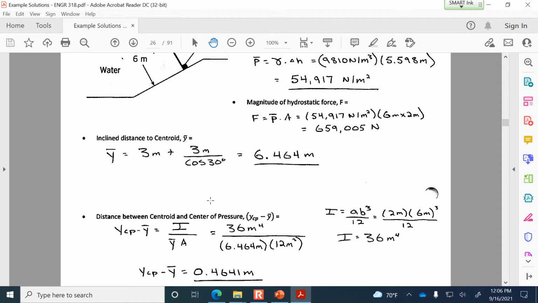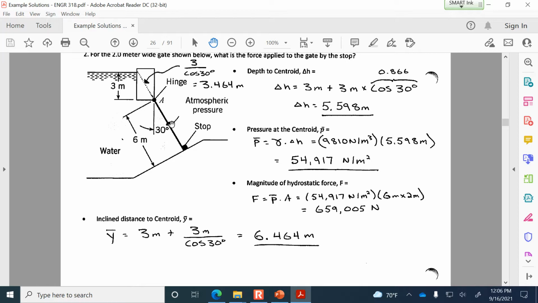And then I ask you to determine the distance between the centroid and the center of pressure. So the centroid is depicted here with the dot. The center of pressure will be below that. And the reason why I think that's the useful dimension to have rather than calculating YCP is that we're going to be doing a moment analysis about A. So, how far it is up to the water surface really isn't as significant as the distance to the hinge point that we're going to do the moment analysis to. And so if we can find how far it is from the centroid to the center of pressure, then all we need to do is add 3 meters to that, and we found the counterclockwise rotation moment distance.